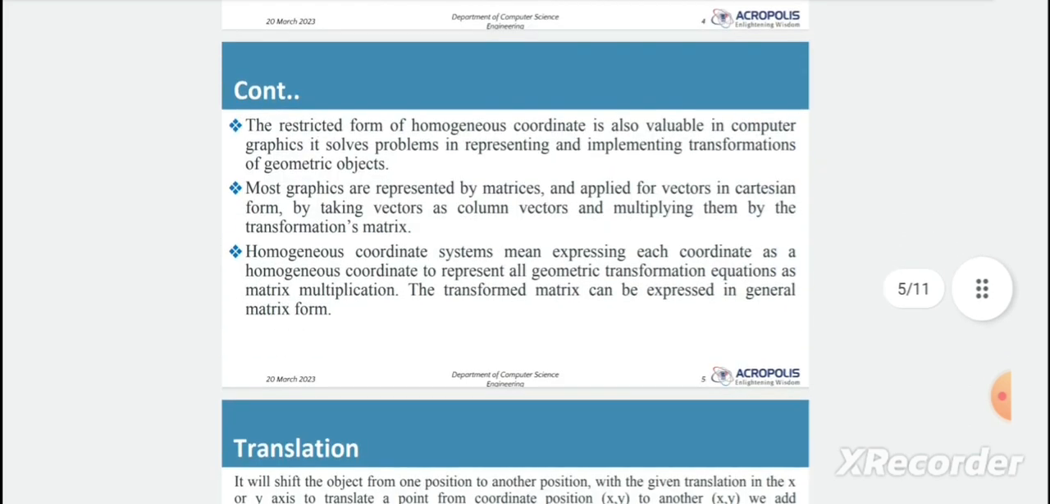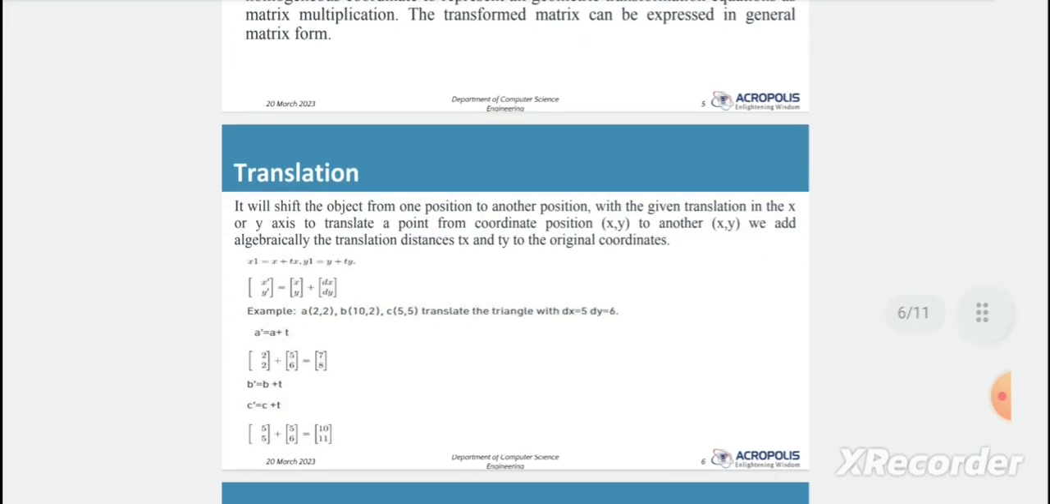Here we can see there are mainly three types of processes. The first one is translation. What does translation do? It simply shifts the object from one position to another. We are given some point x comma y, and we want to shift it to another point x dash comma y dash.